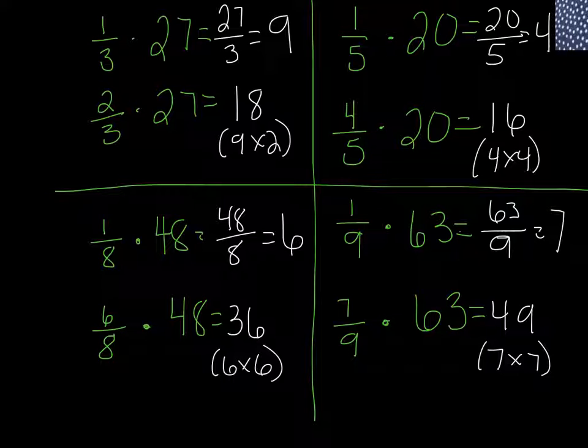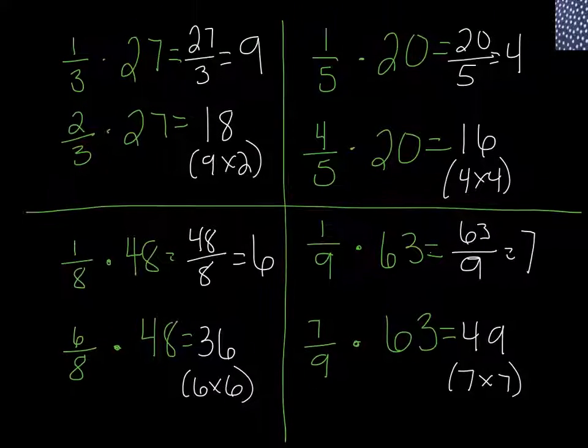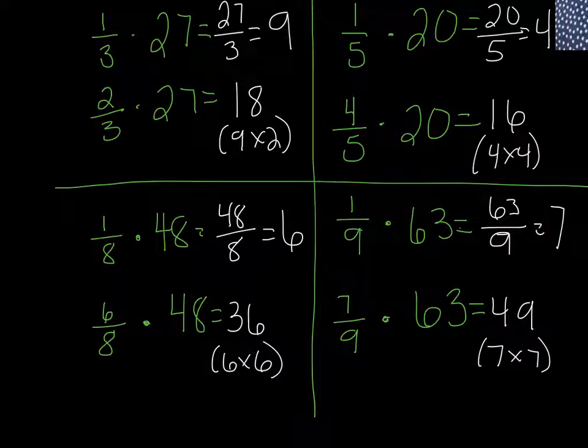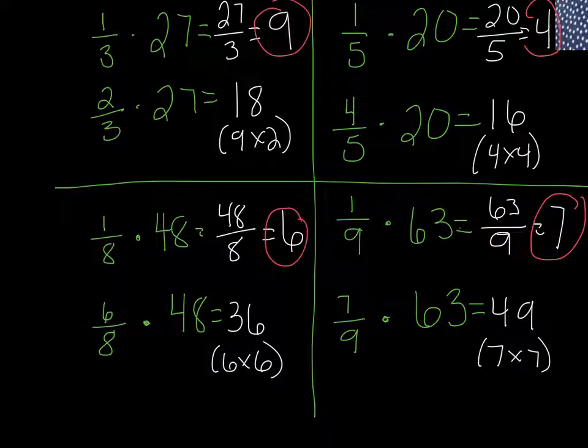Hopefully you were all able to find the product when you multiplied the whole number by the unit fraction in each box. In the first box, we ended up with 27 over 3, which led us to a product of 9. We see that right here. In the second box, we ended up with 20 over 5, which is a product of 4. In the next box, we have 48 over 8, which is the same as 48 divided by 8, so that gave us 6. And then in the last box, we ended up with 63 over 9, which is 63 divided by 9, and ultimately a product of 7.